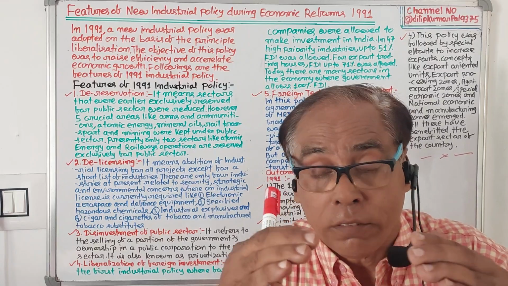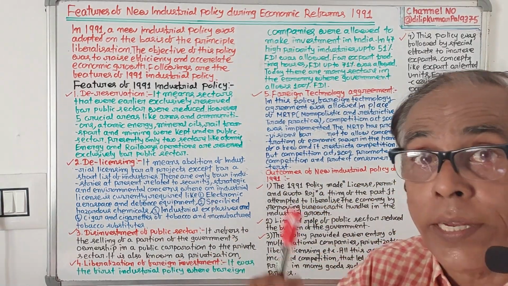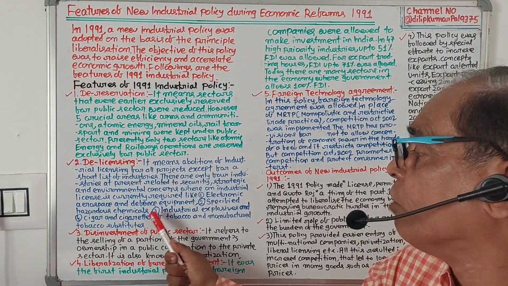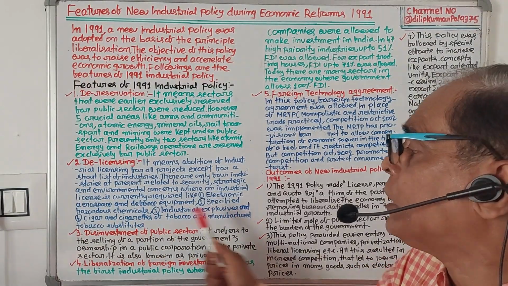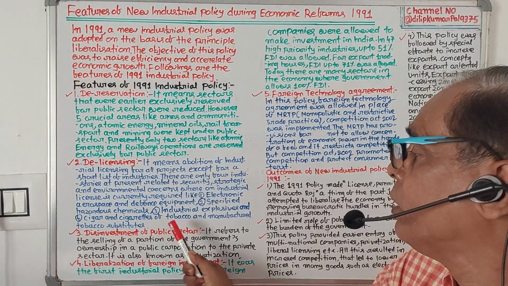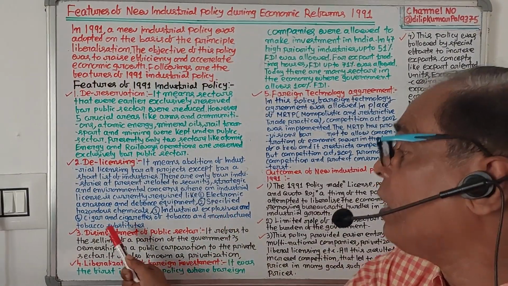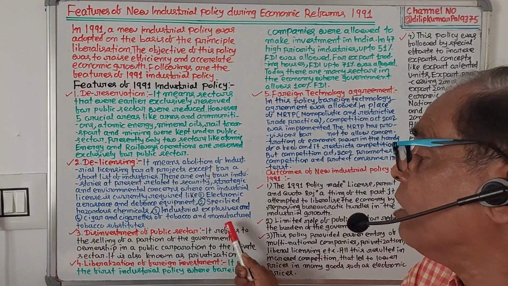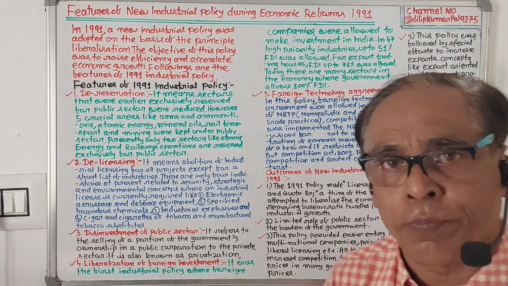So what are these few sectors? Few areas are electronic, aerospace and defense equipment, specified hazardous chemicals, industrial explosives and cigarettes of tobacco and manufactured tobacco substitutes.